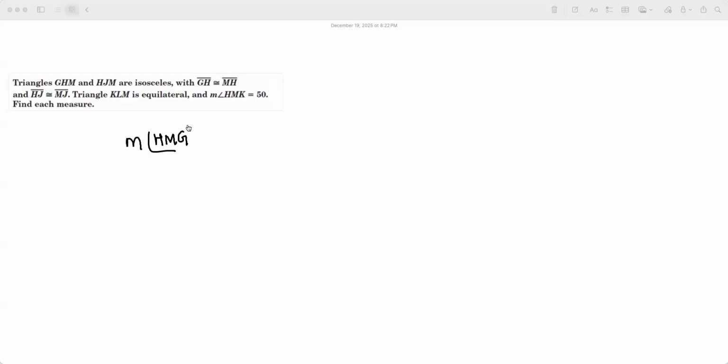And if I forgot to tell you right here, this is called the vertex angle of a triangle, the top angle, vertex angle. These two are base angles.